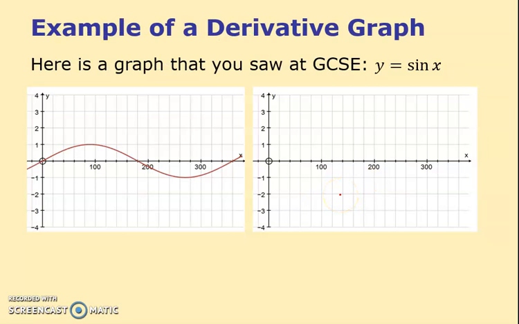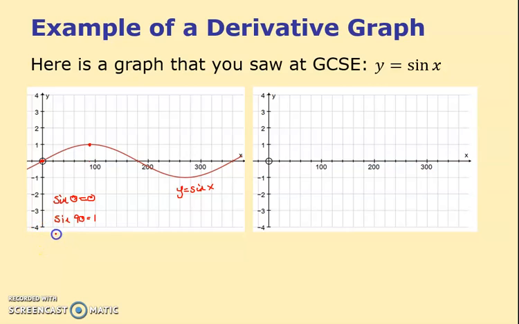Now I want to do an example of a graph that you saw at GCSE. This is actually the graph of y equals sine of x, and this is in degrees. That matters because you were meant to know at GCSE that if you typed into your calculator the sine of 0, you get 0. If you typed in the sine of 90, you get 1. And that's why this here at 90 goes up to its maximum point. That's a stationary point, actually.